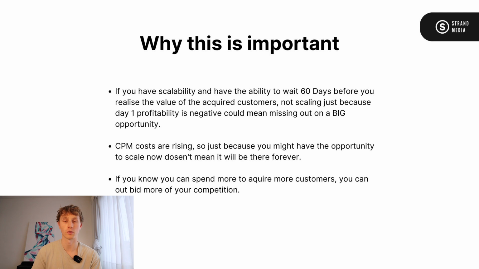And the last thing is that if you can figure out that you can actually spend more and you're going to be profitable after 60 or 30 or 90 days, that means you will be able to have a higher bid than a lot of your competition when it comes to the bid auction. That's how it works on these social platforms.